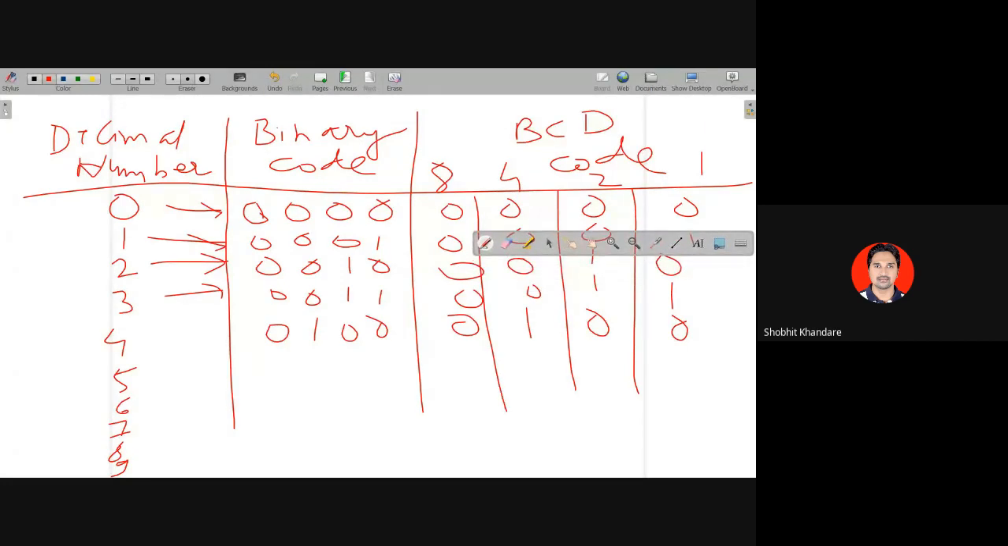At the last, you have 9. So how will you represent this 9 in binary code? It will be 1001. And in the BCD, it will be 1001.